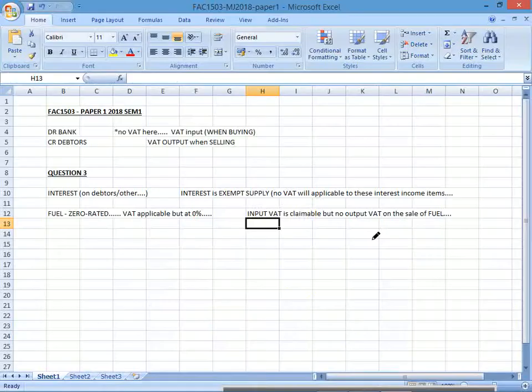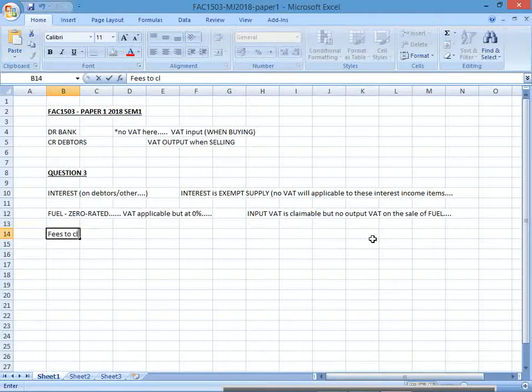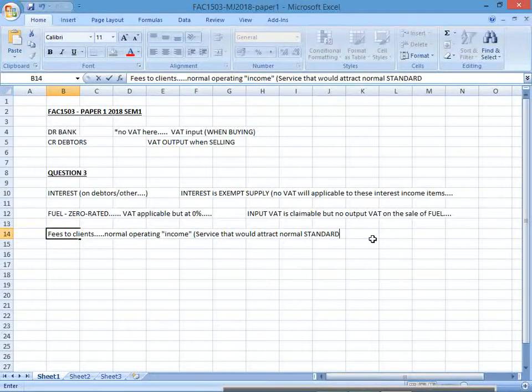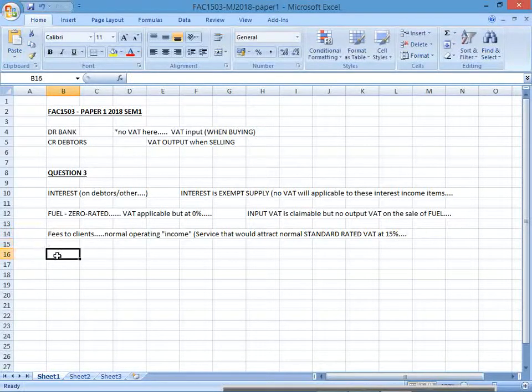Just to add some more, you probably don't need to, but I want to, just to do some revision as well. Okay, fees to clients, normal operating, inverted commas income, okay, bracket, this would be a service that would attract normal standard rated VAT. VAT at 15%, obviously use 14 when answering this.